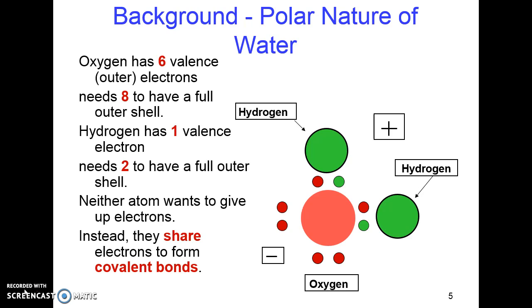Okay, so let's look at our water molecule. Oxygen has 6 valence electrons in the outer shell, and of course it needs 8, to be full. And hydrogen has 1 valence electron, so it needs 2. And neither atom wants to give up an electron, so they're going to share. So we're going to call this a covalent molecular bond.